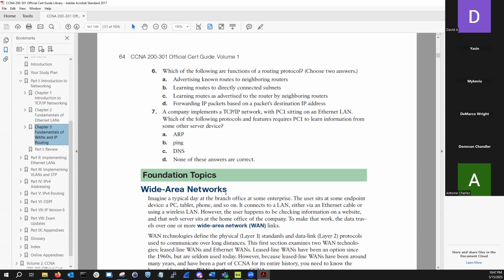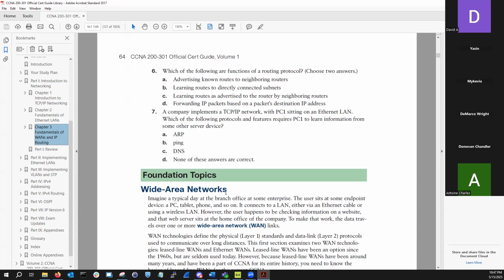So the question asks, which of the following are functions of a routing protocol? Choose 2 answers. If we look at A, advertise known routes to neighboring routers. Well, that's what a routing protocol is supposed to do, right? Is advertise its known routes to its neighbors, correct? Right. So A is correct. It's one of the foundational functions of a routing protocol. Okay, let's look at B.